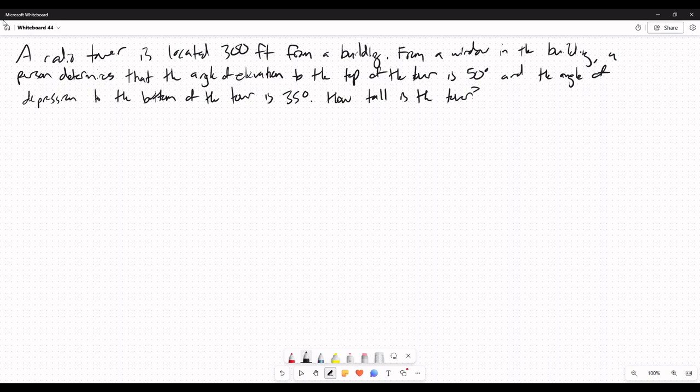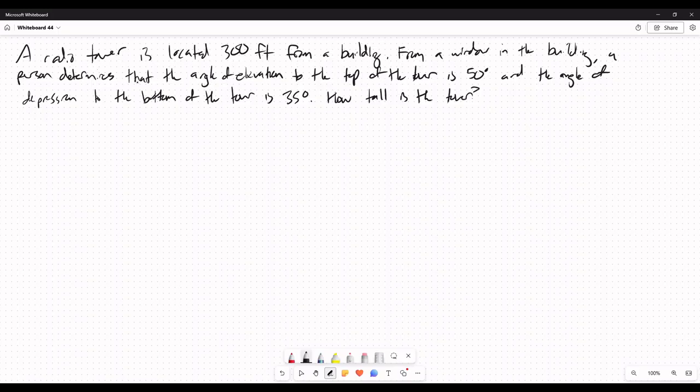In this video, we're going to look at a triangle problem about a radio tower and a building. So a radio tower is located 300 feet from a building. From a window in the building, a person determines that the angle of elevation to the top of the tower is 50 degrees and the angle of depression to the bottom of the tower is 35 degrees. How tall is the tower?